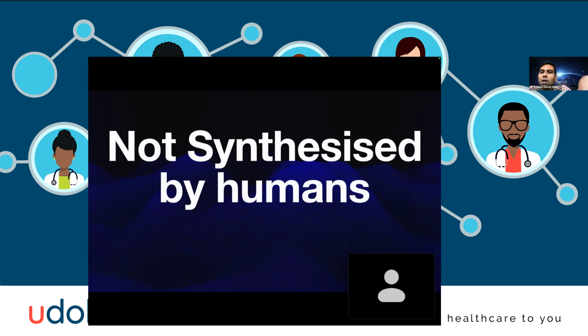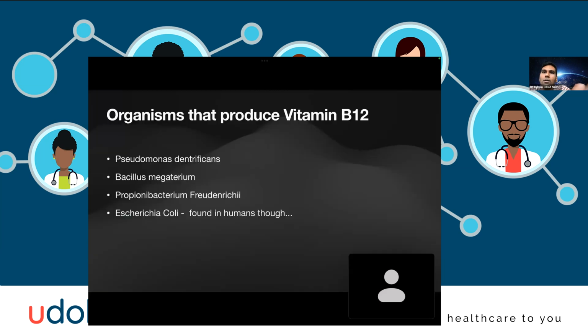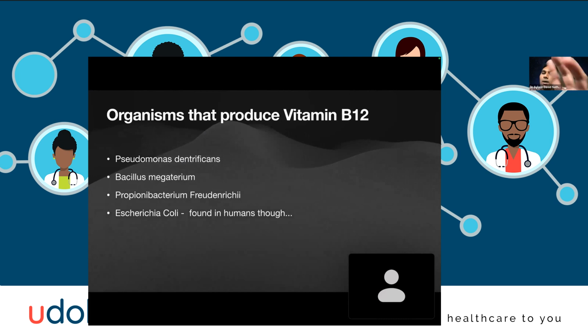Now, vitamin B12 is actually synthesized by microorganisms. There's a list of microorganisms here that produce vitamin B12. It's not exhaustive, but these are the highlights. These are the bugs that they use to manufacture the vitamin B12 that we get in our pill forms and our supplements and so forth. So Pseudomonas denitrificans, Bacillus megaterium, Propionibacterium freudenreichii, and E. coli. That's found in humans, though.